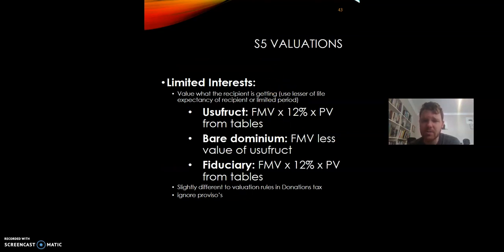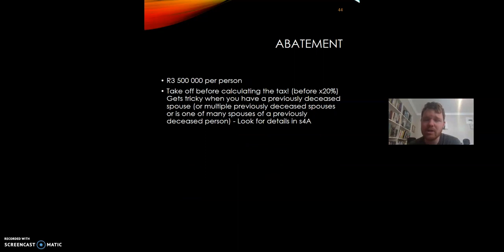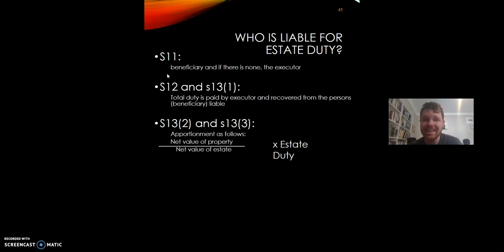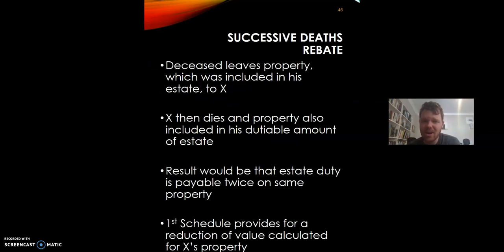Something that you need to know exists, but you don't need to know how to value it. You need to remember the abatement of 3.5 million. You need to know where it slots in. You need to know who's liable for estate duty, how the process works, and how you split it amongst people. Okay, the last slide is about successive deaths. So if one person gets an asset that was subject to estate duty and they die within a certain amount of time, you can reduce the value of that. But the good news for this year, we don't need to know how to do it.